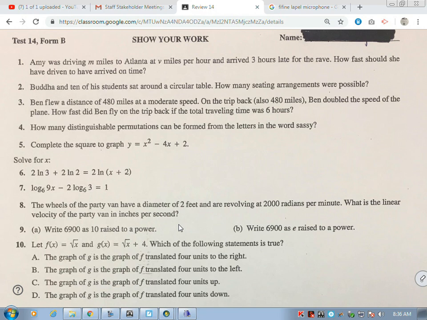How many distinguishable permutations can be formed by the letters in the word sassy? All right. So you're going to take the number of letters that you have and put that on the top with factorial. How many letters do I have in the word sassy? 5. All right, and we're going to put that over letters that repeat factorial. So what letter repeats? S, and how many times does it repeat? 3, so that's that right there. So 5 factorial over 3 factorial. You're going to plug that in your calculator and tell me what you get for an answer.